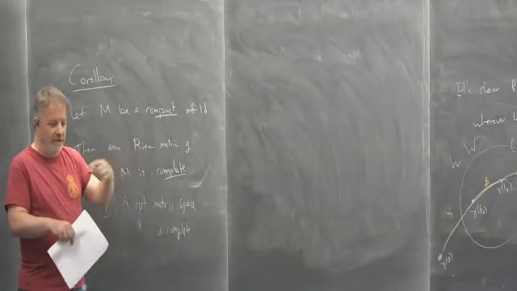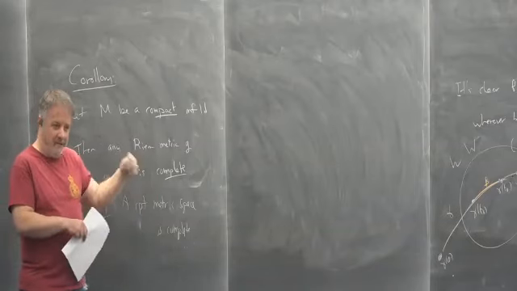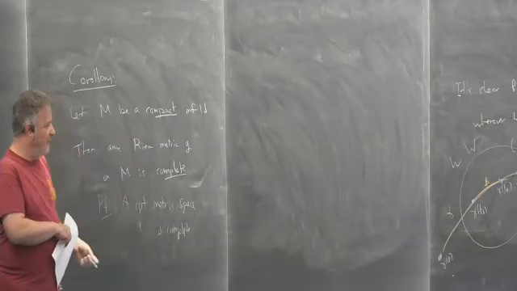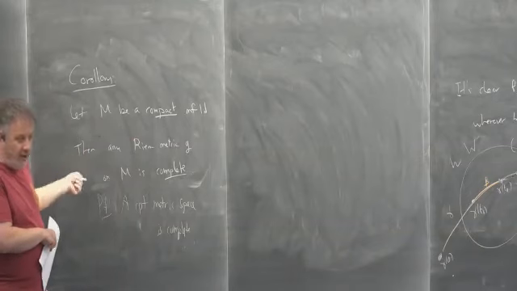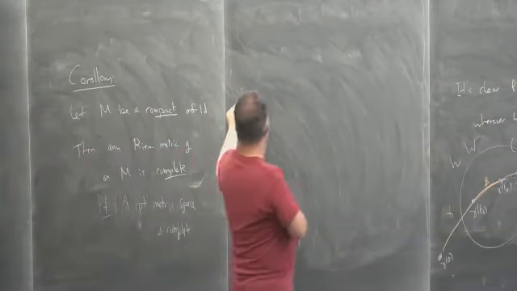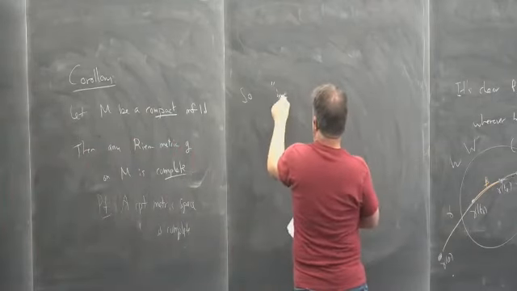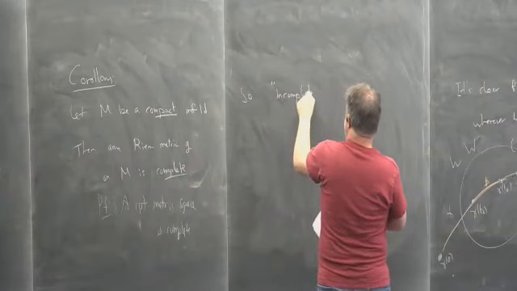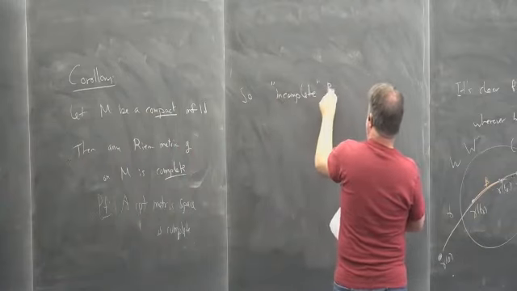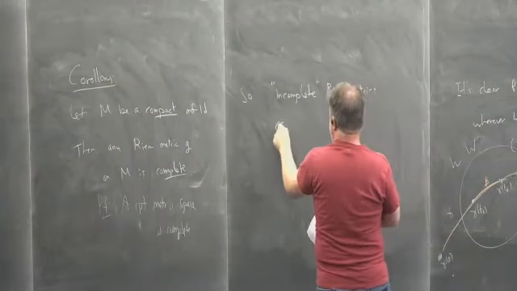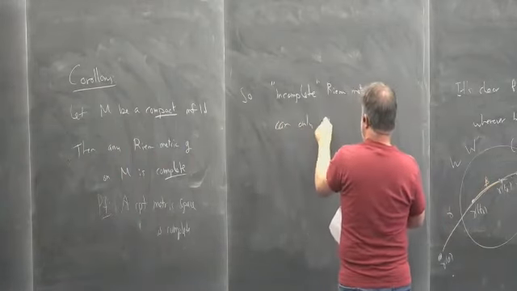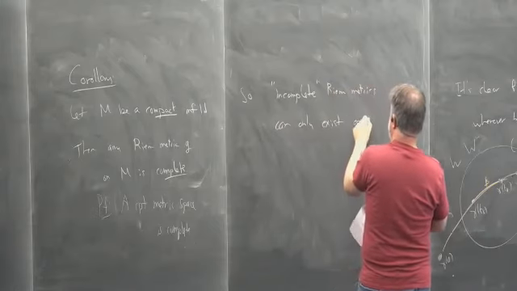So the sphere, for example, we could have known after this theorem that the geodesics have to be defined for all time. The only way you can find a non-complete metric is on a non-compact manifold. So incomplete Riemannian metrics can only exist on non-compact manifolds.